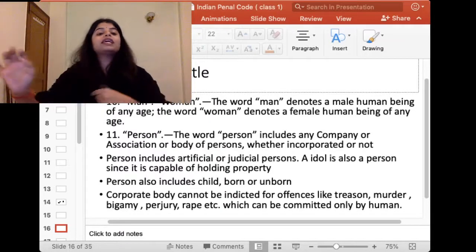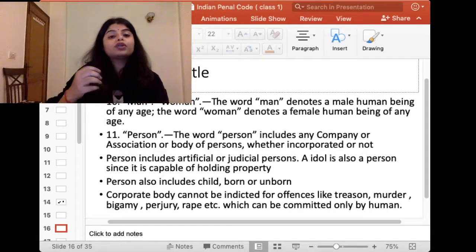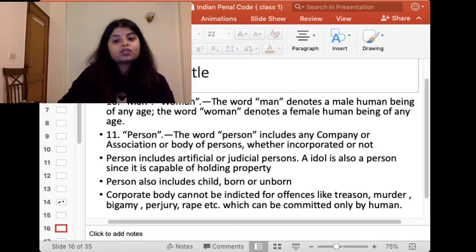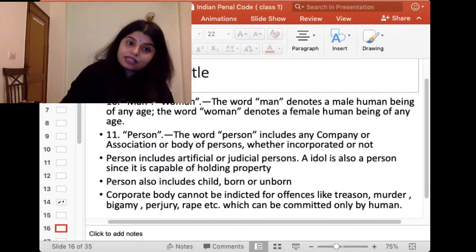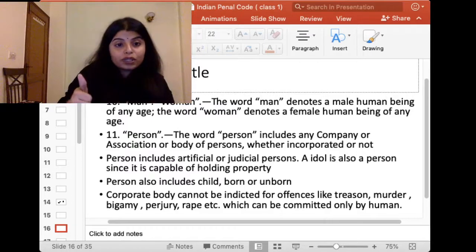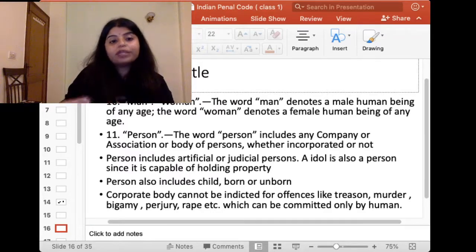Person. When you see the word person, it also includes a company, an association or body of persons, whether it is incorporated or not. It also includes an idol, the god idol, because an idol is capable of holding property. It also includes a child, whether born or unborn. But remember, when we're talking about a corporate body, it cannot be made liable for murder, treason, perjury and rape, because these can only be committed by a human. Okay?